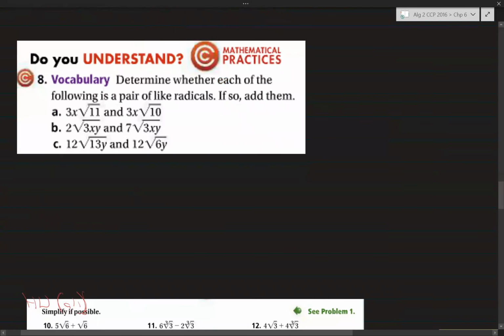All right, so real quick, do we understand? Can we put these together? So if I have root 11 and root 10, nope. This is simplified. And the next one, can I put 2 square root 3xy and 7 square root 3xy? Yes? Okay, so what would my answer be? 2 and 7 makes 9 square root 3xy. And then the last one, can I put 13xy with 6xy under the radical? No.